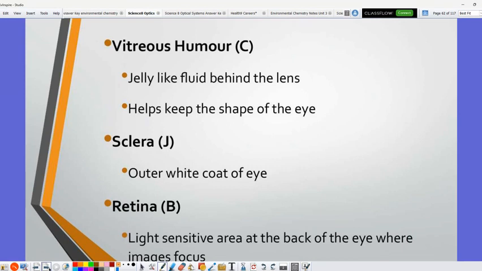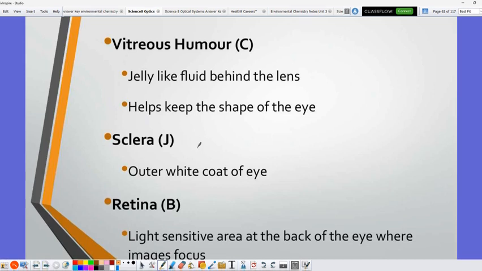The vitreous humor is the jelly-like fluid behind the lens. It helps keep the shape of the eye. You have the sclera, which is the outer white coat of the eye, and you have the retina, which is the light-sensitive area at the back of the eye where the images focus.